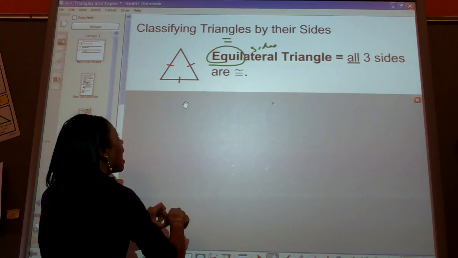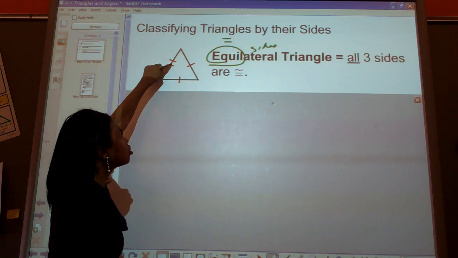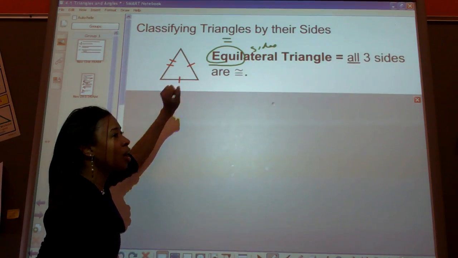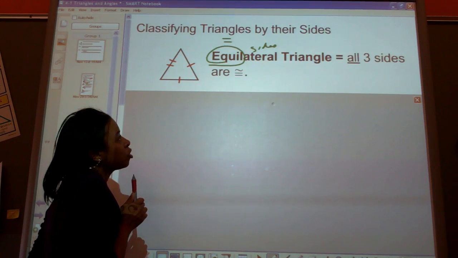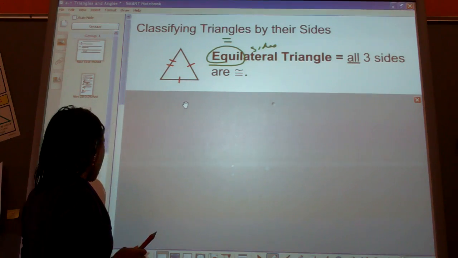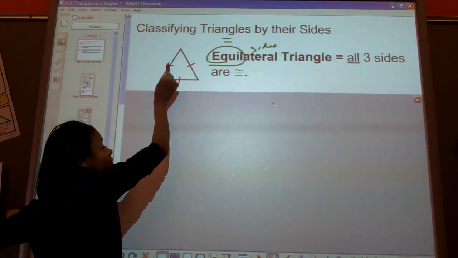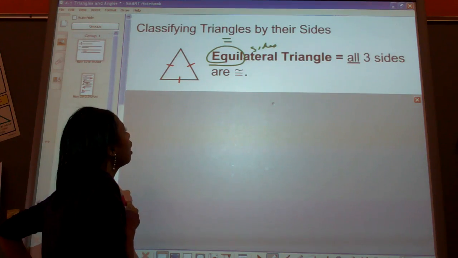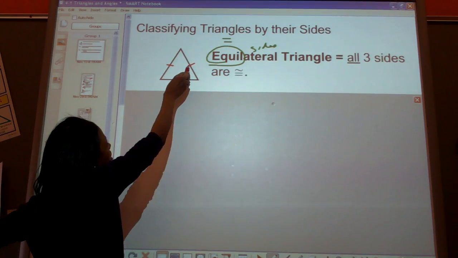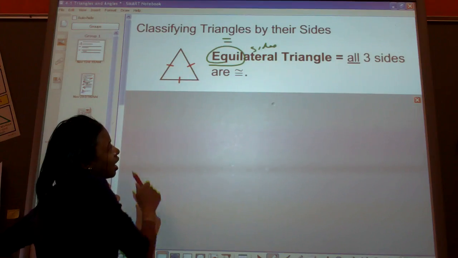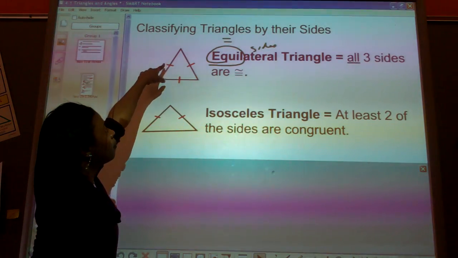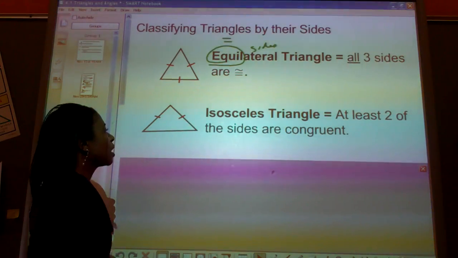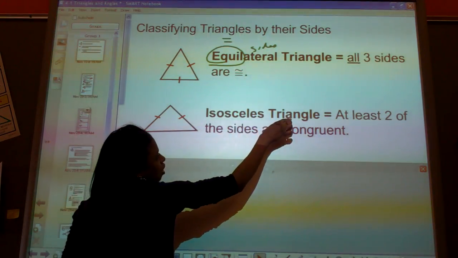If one of these sides had a 2 and these both had just 1, that means only this side and that side on the triangle are congruent. However, because all three are marked with the same indicator, one tick, that means that all three sides are the same length. Next type of triangle, classifying by sides, is called an isosceles triangle.